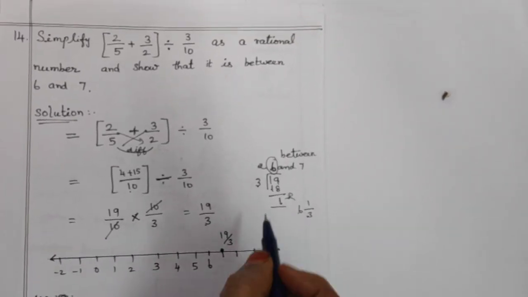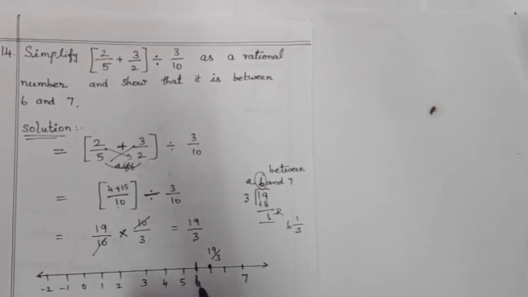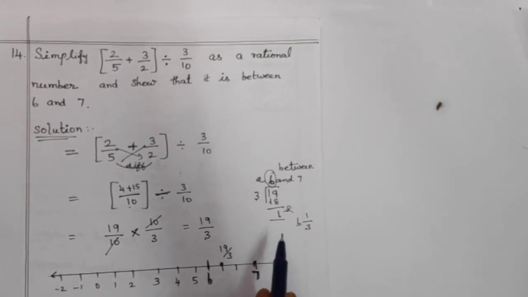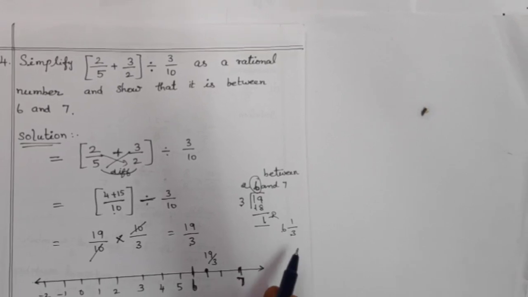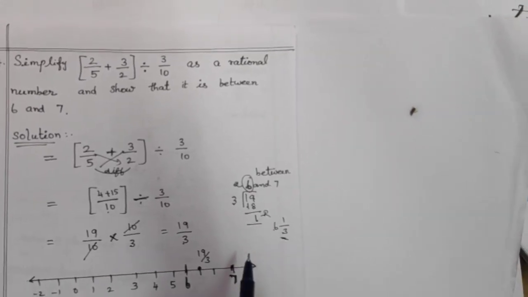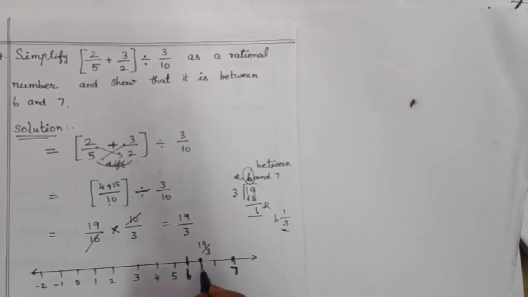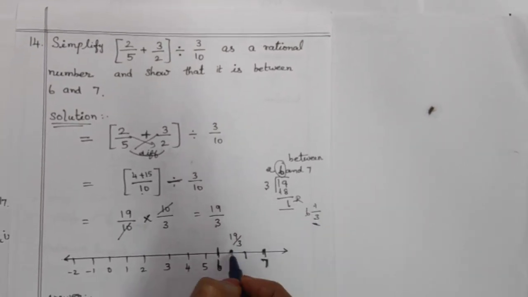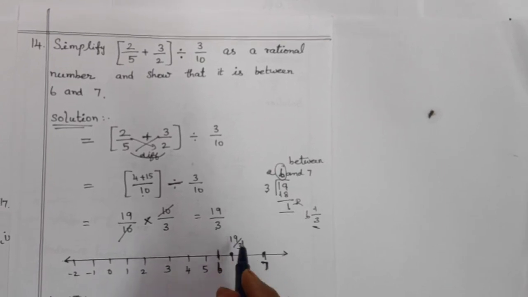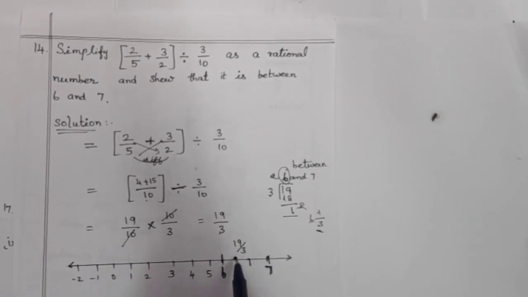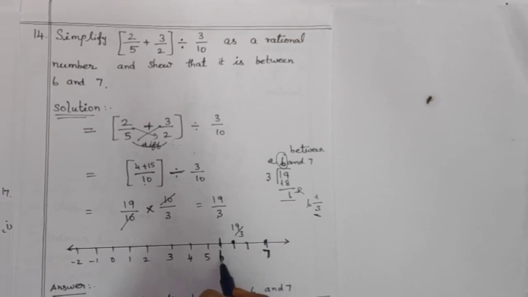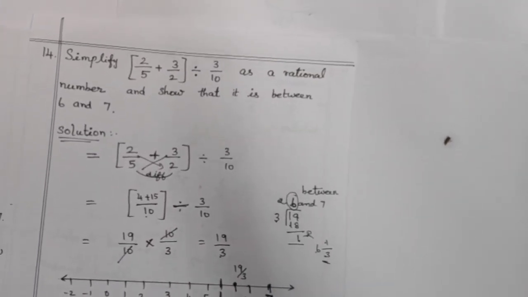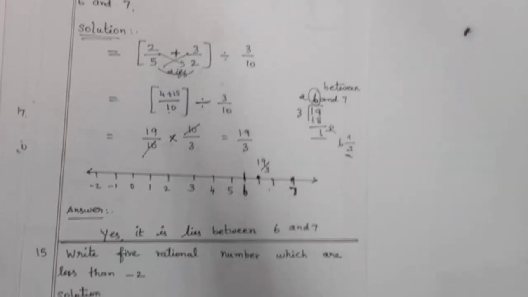Draw a number line. 6 and 7 are very, very important. First you write 6 and 7. How many lines do we want to draw in between? See that the denominator is 3, and one less than 3 is 2, so 2 lines want to be drawn. Here this is the 1 part, you write 1 here. So the question is 19 by 3. This number definitely comes between 6 and 7 only. So the answer is yes, it lies between 6 and 7.